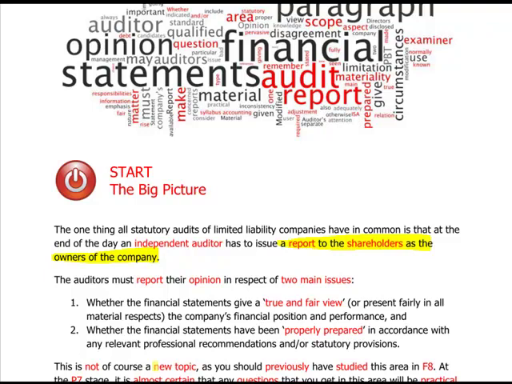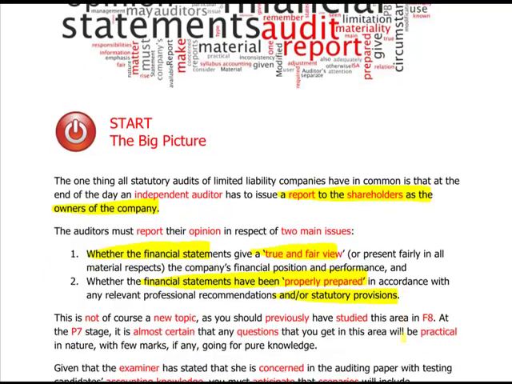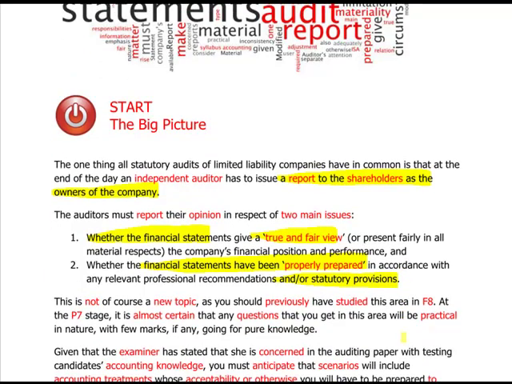And there are two main issues: whether the financial statements give a true and fair view, and whether the financial statements have been properly prepared in accordance with relevant professional recommendations and statutory provisions. So that's all your accounting standards. Now, this, of course, is not a new topic, as you'll have studied this area in F8.